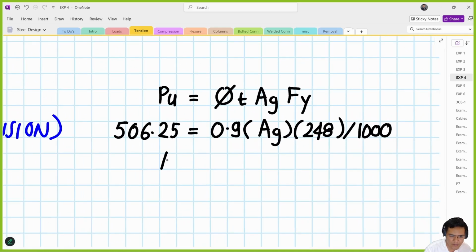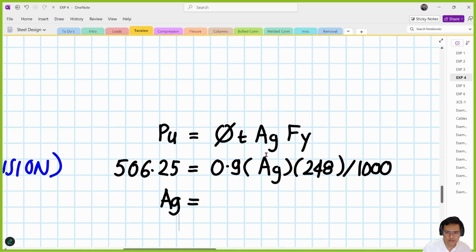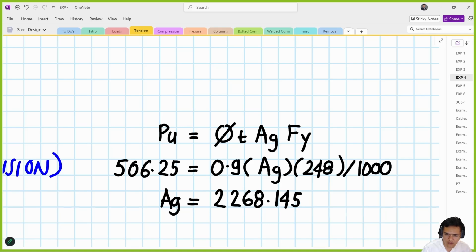Ko-compare mo din to with other properties. Okay? So pakibigay nga sa akin yung area gross nito. Pakibigay yung area gross nito. 2,268. 268. 145.16.